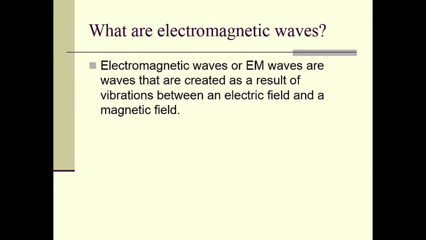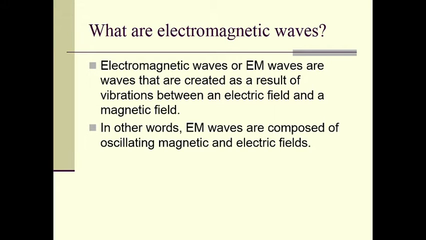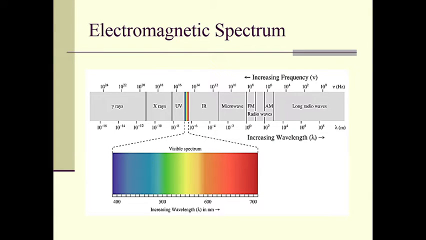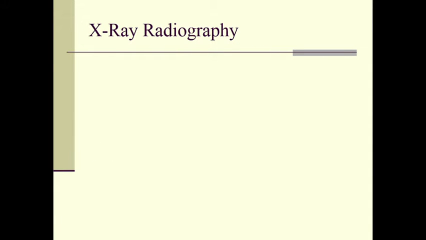Electromagnetic waves are waves that are created as a result of vibrations between an electric field and a magnetic field. In other words, the waves are composed of oscillating magnetic and electric fields. So this is the typical electromagnetic spectrum. We all know this electromagnetic spectrum. Let us study the applications of the electromagnetic waves. So the first application is X-ray radiography.